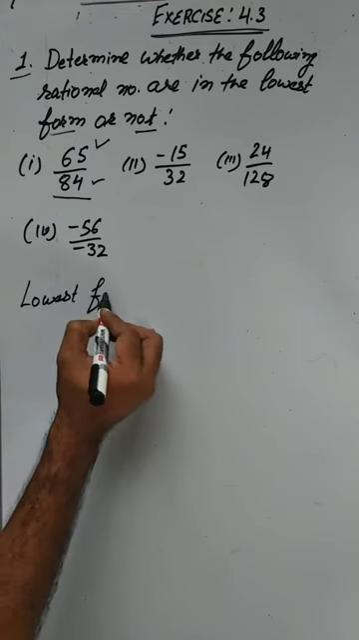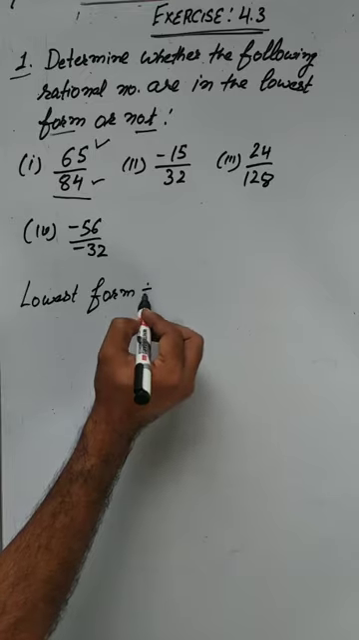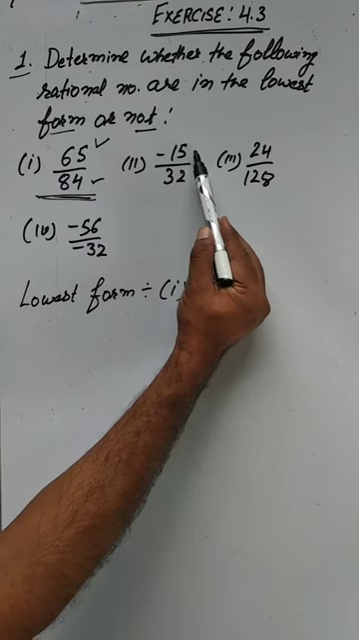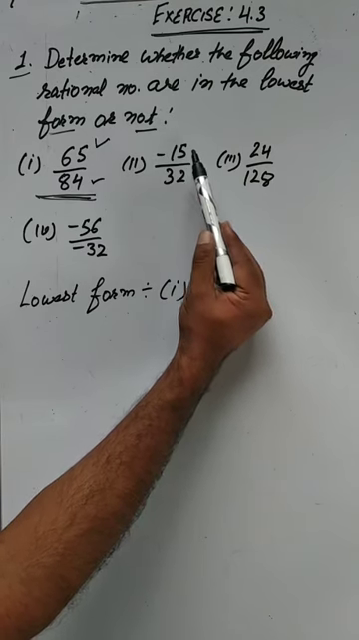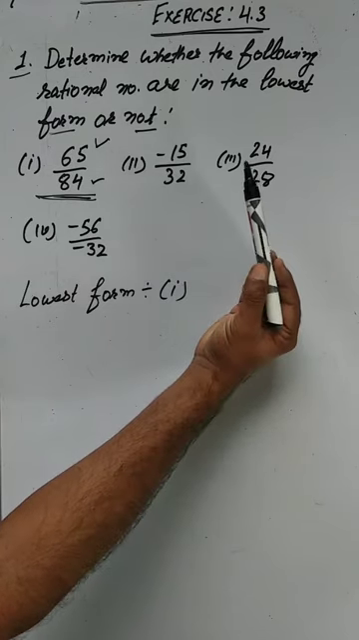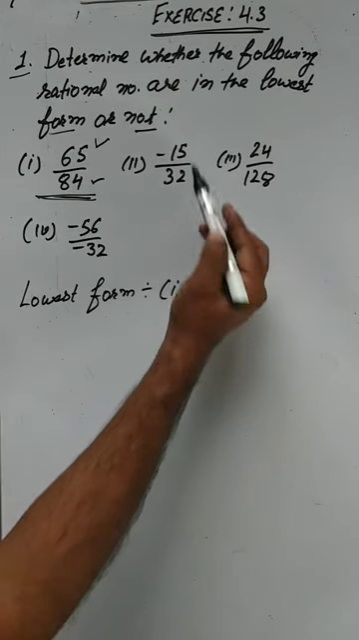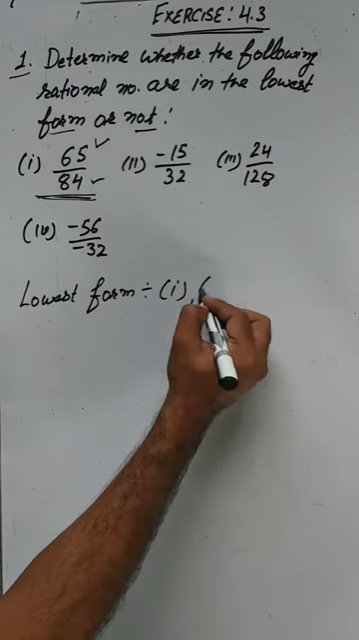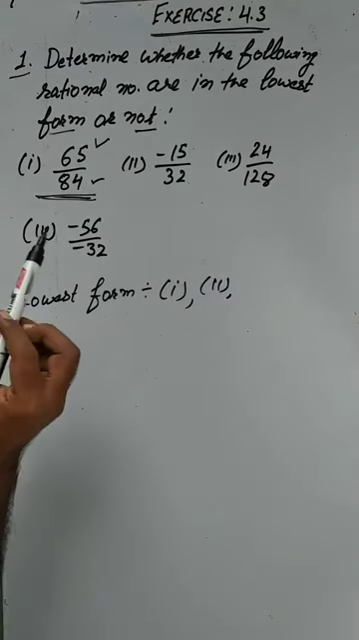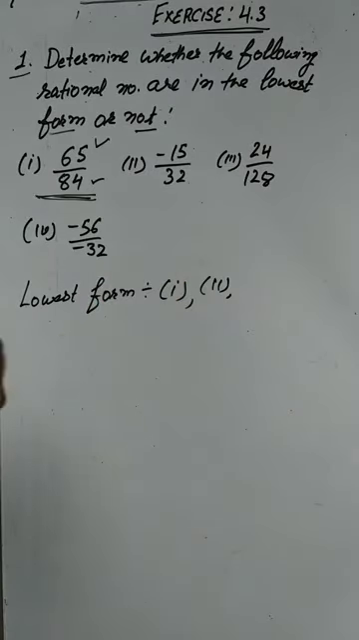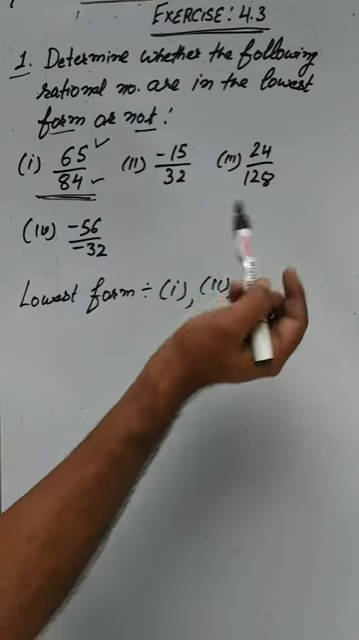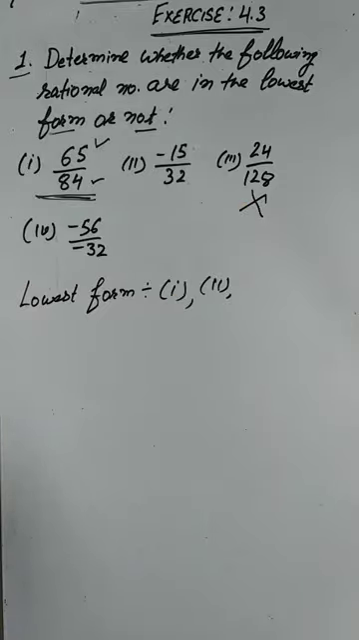So the first rational number is in the lowest form. Look at the second one, beta. Minus 15 upon 32. Is there anything common between 15 and 32 except 1? Nothing is common. Okay. That means the HCF of 15 and 32 is 1. So it is in the lowest form. Look at the third, beta. 24 upon 128. Clearly, 2 is common, they are both in the table of 2. So their HCF is not equal to 1. So it is not in the lowest form.